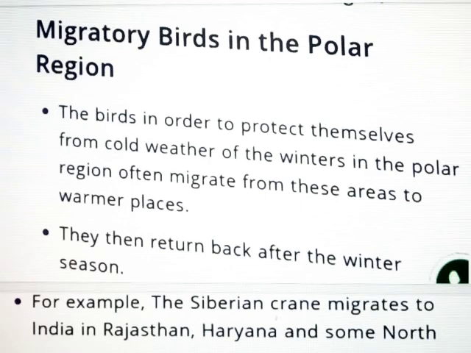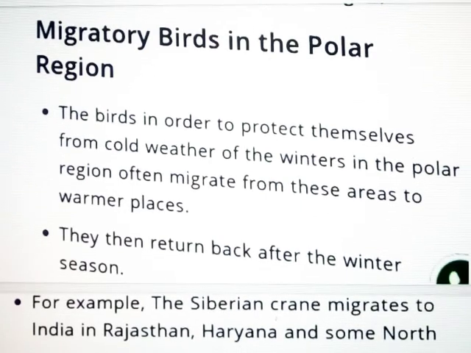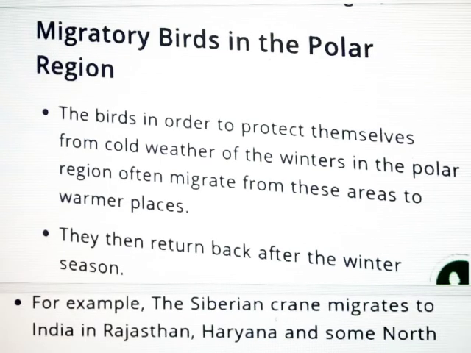Migratory birds in the polar region. The birds, in order to protect themselves from the cold weather of the winters in the polar region, often migrate from these areas to warmer places. They then return back after the season.